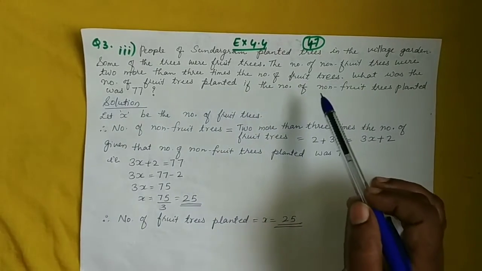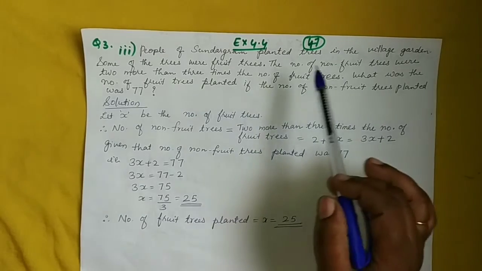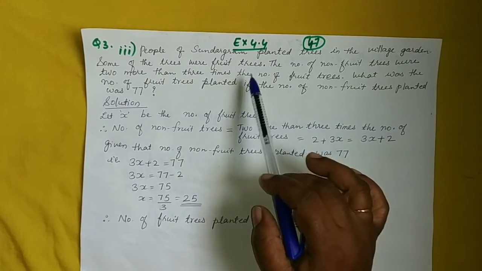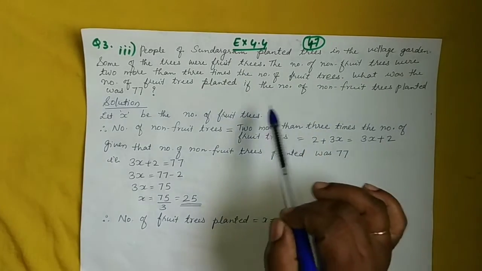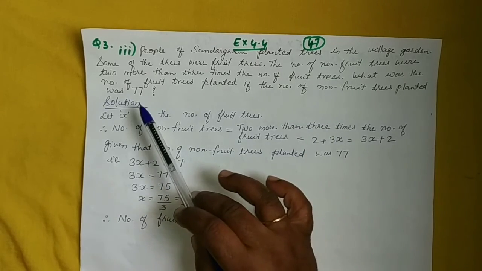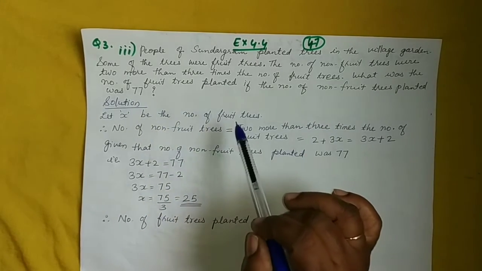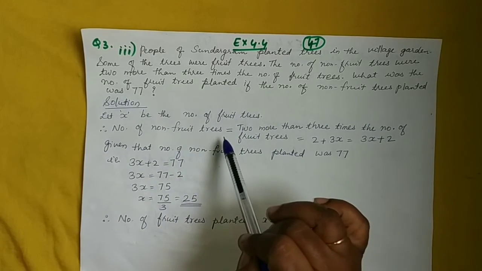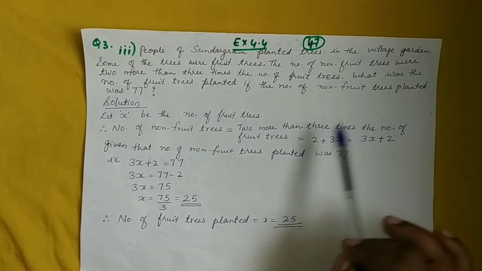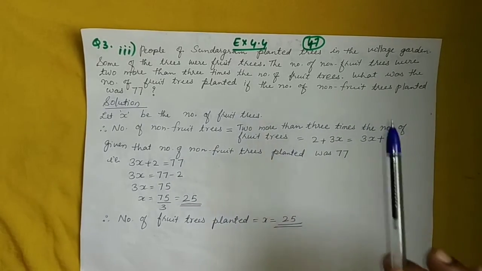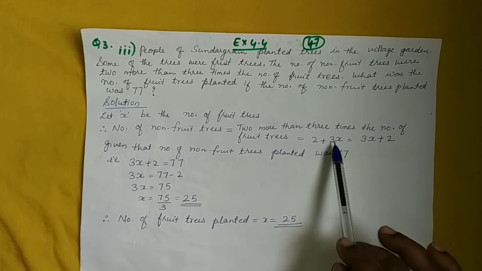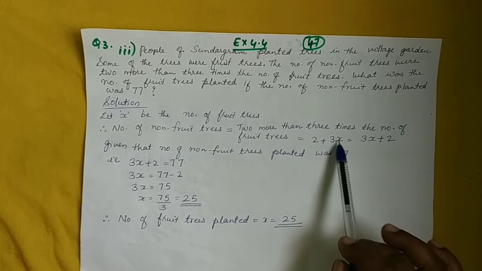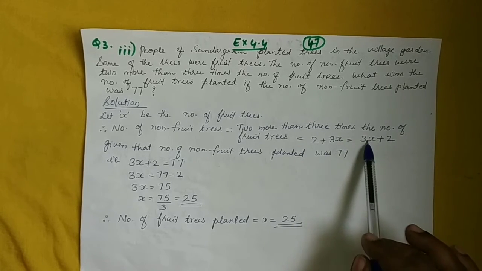Okay. How many fruit trees were there? That is multiplied by 3. Then we have to add how many? 2. Then we will get the number of non-fruit trees. And it is also given that the non-fruit trees number was what? 77. So we can form the equation. We are assuming x is the number of fruit trees. So non-fruit trees, how many? 2 more than 3 times the number of fruit trees. 2 more than means 2 plus. And 3 times the number of fruit trees means what? 3 into x, 3x. So we can write this as 3x plus 2.